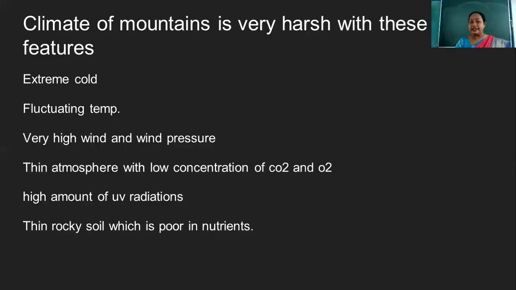Now let's talk about the climate in the mountains. As you know, in the mountains, the weather is very cold and windy. If you have ever visited any mountain area, if you have gone to Shimla or Nainital or such places, you might have experienced that the weather is cool enough. From our area, the conditions there are different.